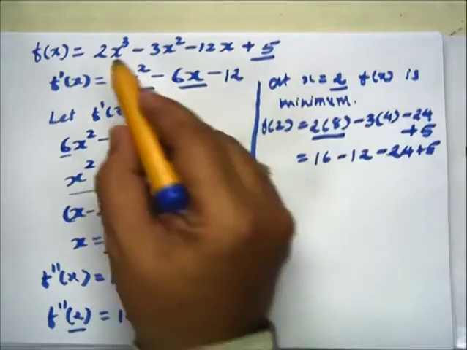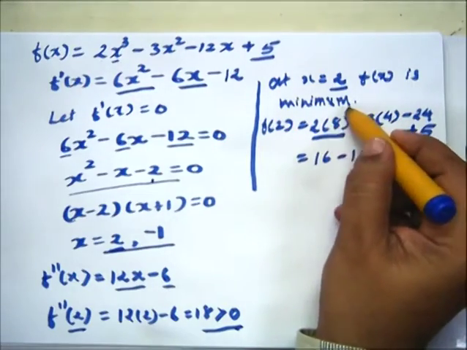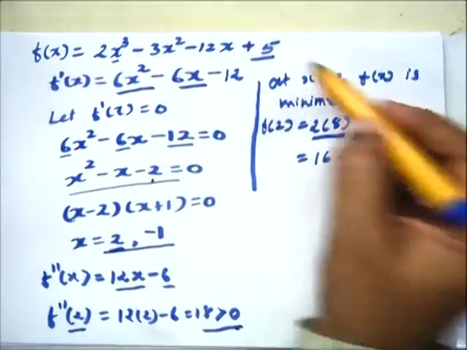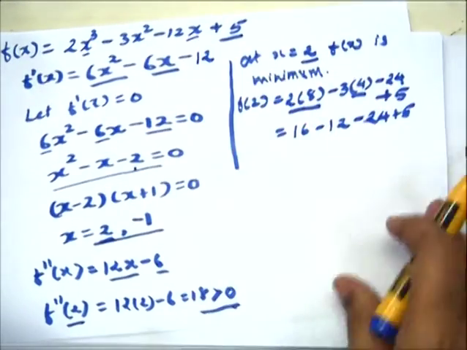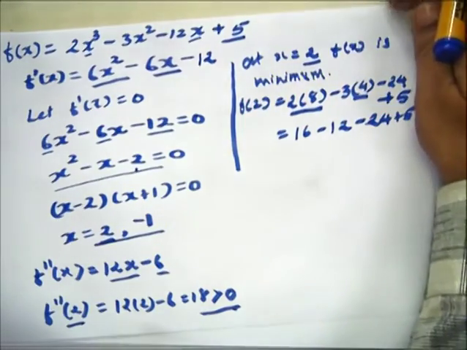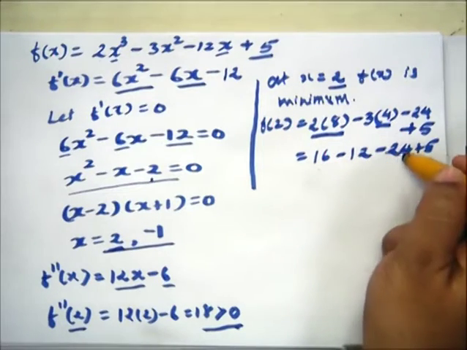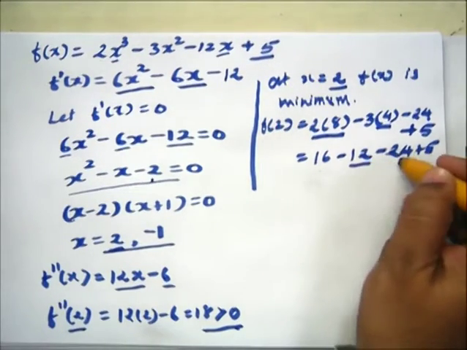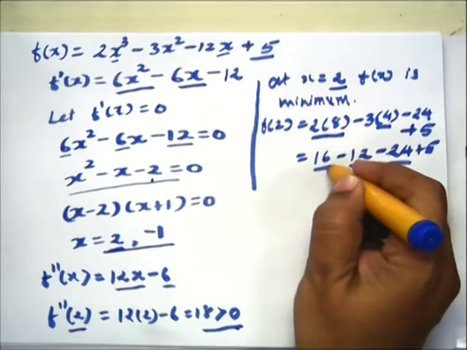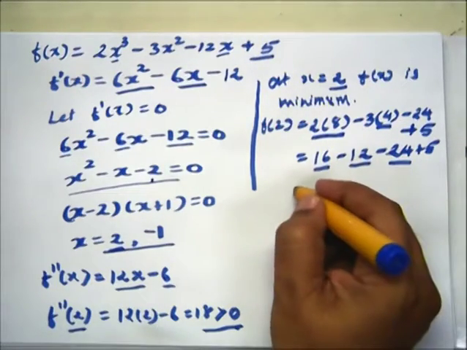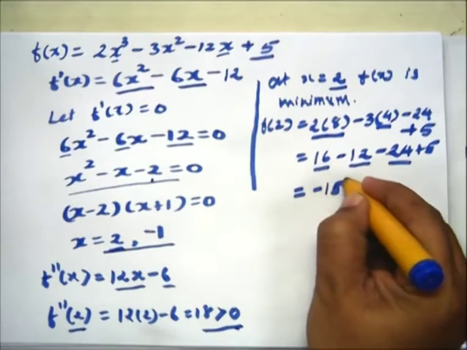So if we put x is equal to 2 here, we have 2 into 2 cube, that is 8. 2 square is 4, so it is 4. Here if we put 2, so 12 into 2 is 24 plus 5. So it is 16 minus 12 minus 24, which is minus 36, plus 16 is minus 20, plus 5 is minus 15.